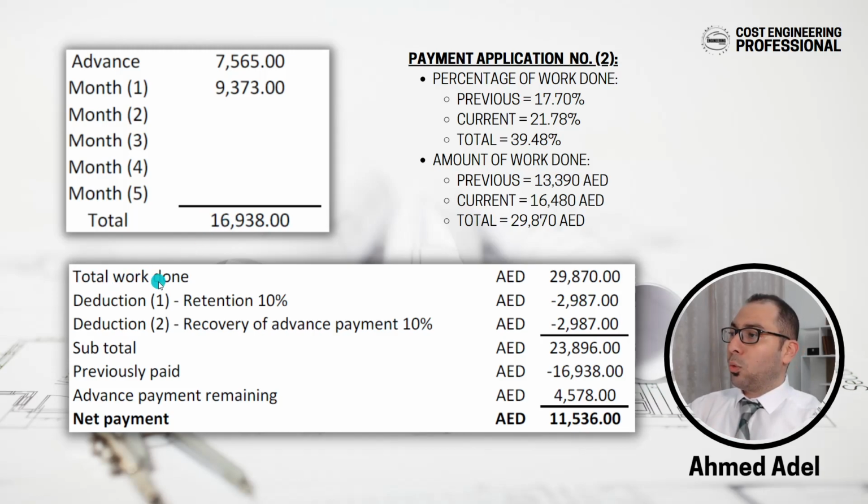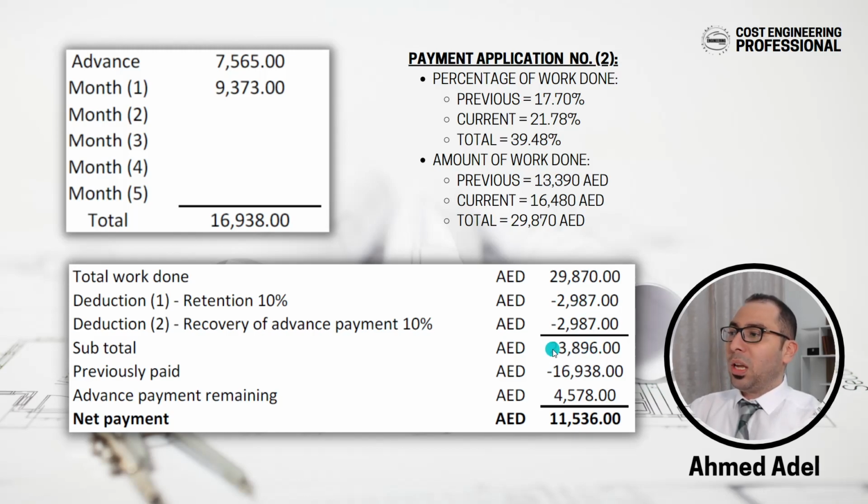Okay, let's start with the total work done by the end of the second month. That is 29,870. It will come here. Again, 10% deduction, 10% deduction. One of them for the retention and the other one for the recovery of the advance payment. So I'll get my subtotal, which is the total work done minus these two deductions. So I am getting here 23,000.